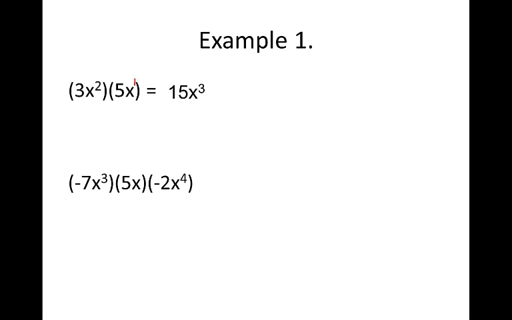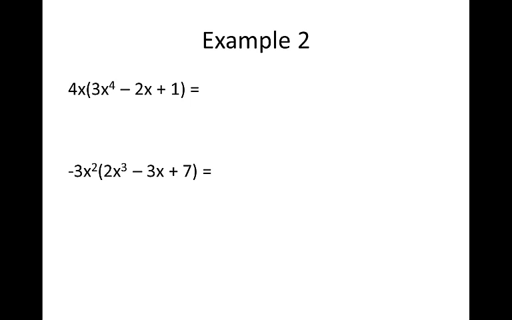Similar with the next one, right? Multiply the negative 7 times 5 is negative 35 times the negative 2 is 70. And then x cubed times x, this is again understood 1, just add those values up and you'll get 70x to the 8th. Nothing new there.